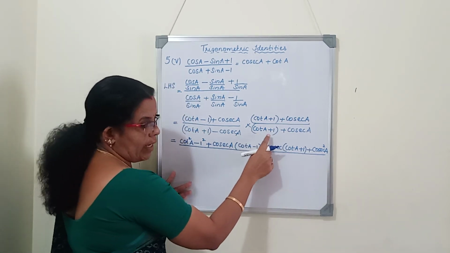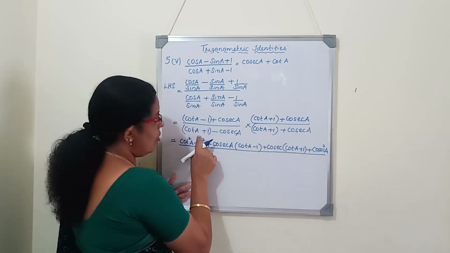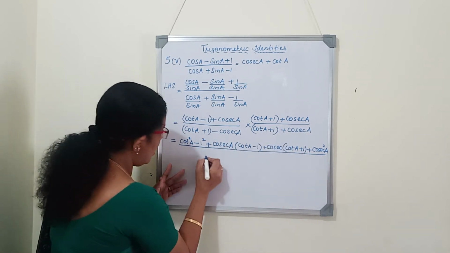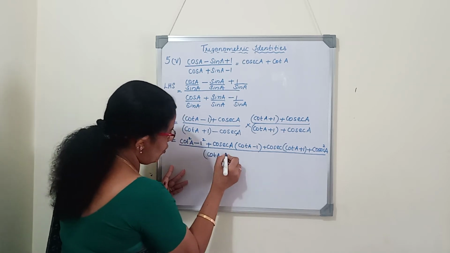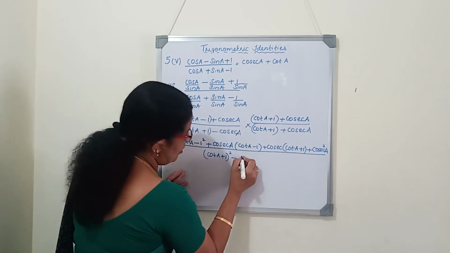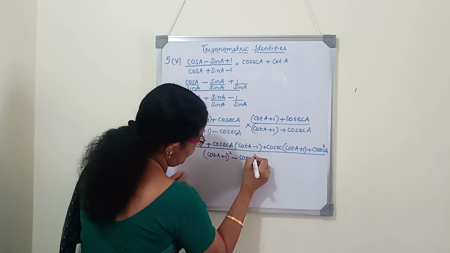Now the denominator is again in the form A plus B into A minus B. We can write it as A square minus B square, where A is cot A plus 1 and B is cosec A, so B square.